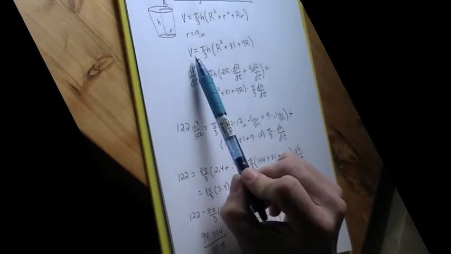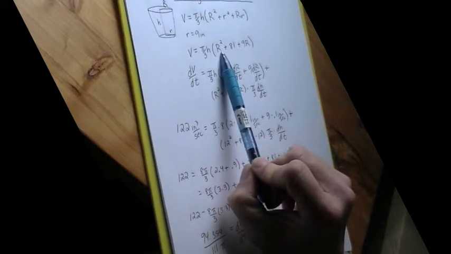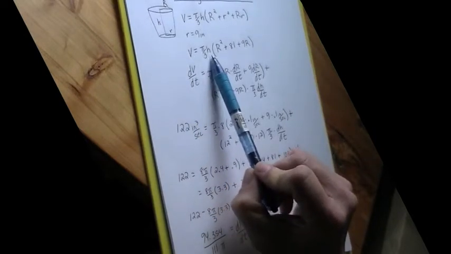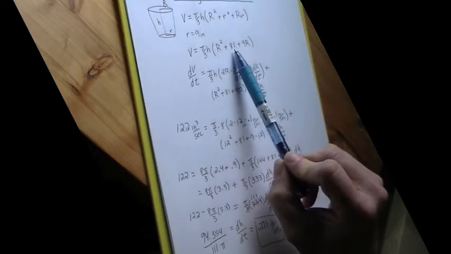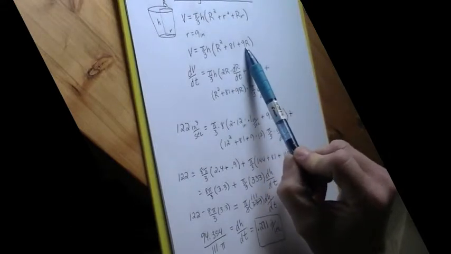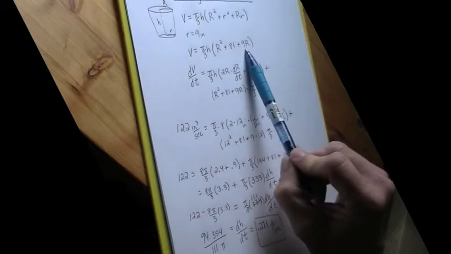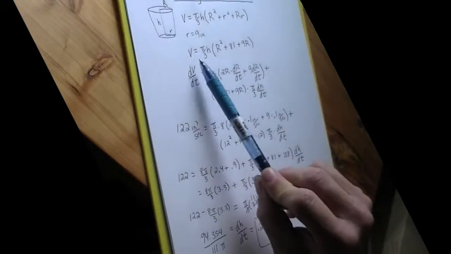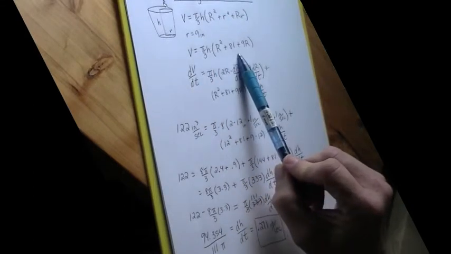So our formula that relates volume to height and radius for this bucket would be pi over 3 times h times the quantity r squared plus 9 squared, which is 81, and then we want to add 9 times the big radius, because again our little radius is set at 9. We then want to take the derivative of both sides of the equation.